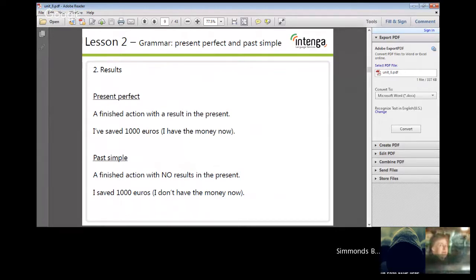Like I said, I saved 1,000 euros. To me, it doesn't give me context. And so that's why I'm not 100% with this sentence. I saved 1,000 euros last year to go on a trip, for example. And I don't have the money now because I went on a trip. So I need a little bit more context. Or, I saved 1,000 euros because we have a trip next month. So I do have the money in that case. So it depends on the context, honestly. That's what I'm trying to say here with the past simple example. Okay.